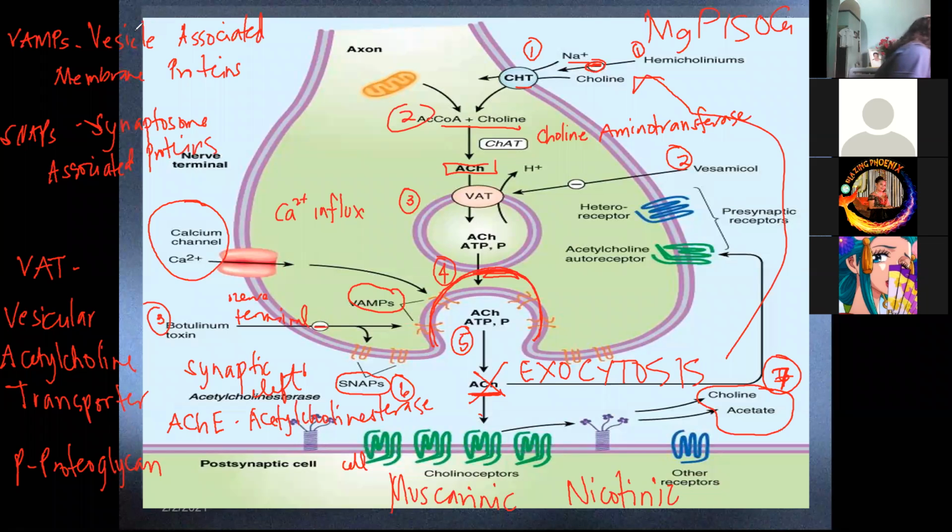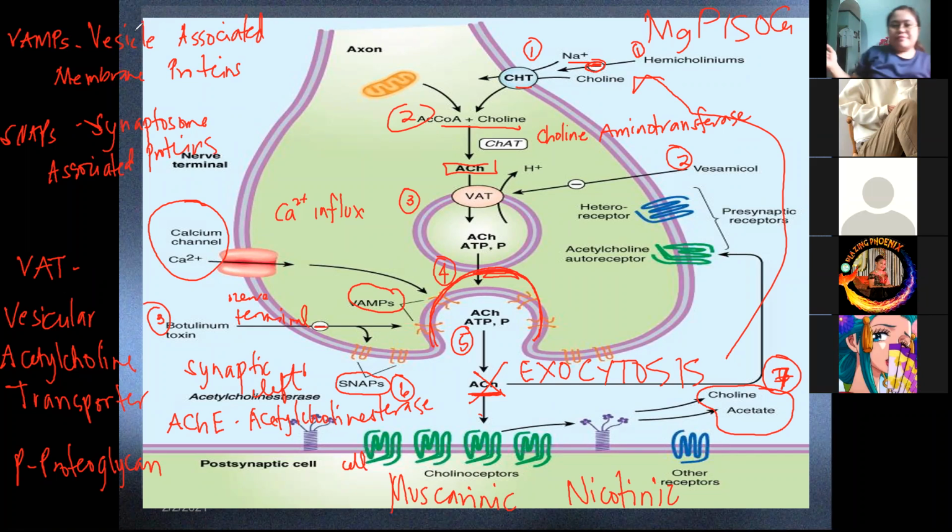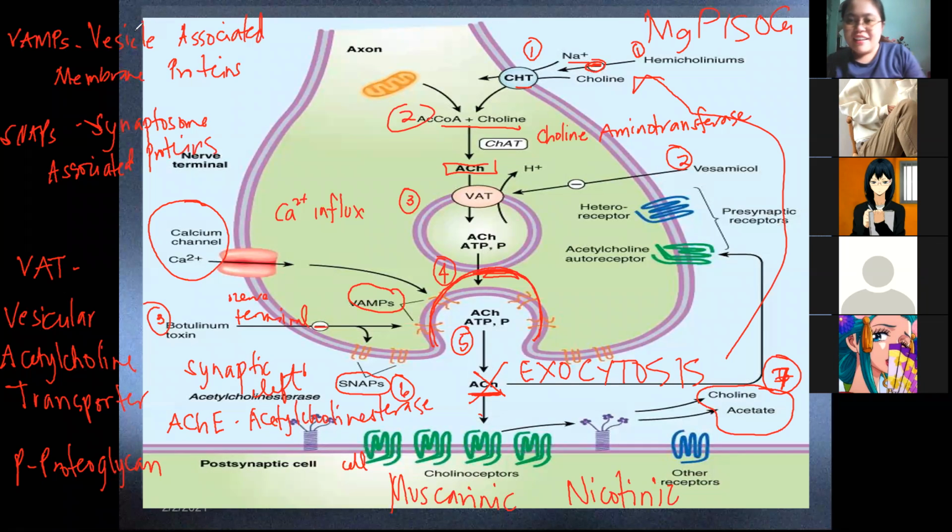Wait lang, I need higot sa buhok. Wala. Sure na gyud. Next question. Asa makita si botulinum? Asa makita mostly si Clostridium botulinum?